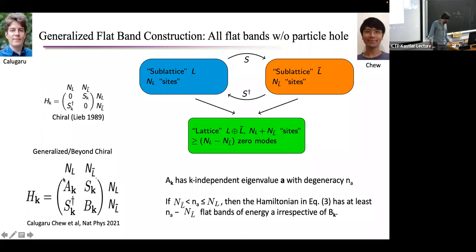As long as A_k, the hoppings between the L sublattice, has, for example, a k-independent value A with degeneracy N_A, and N_A is larger than the number of sites in the L tilde lattice. So this is the general condition, and you'll still have flat bands without actually having chiral symmetry in the energy spectrum. So this is a simple, straightforward generalization of the Lieb lattice, but without chiral symmetry in the spectrum, and it's irrespective of the matrix B_k.